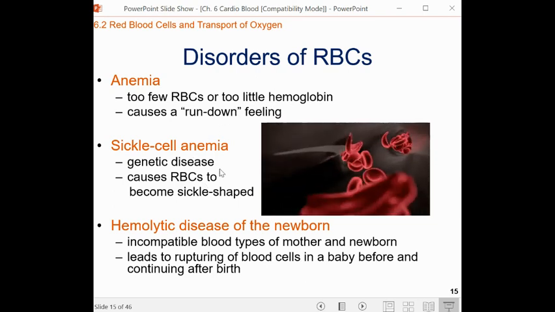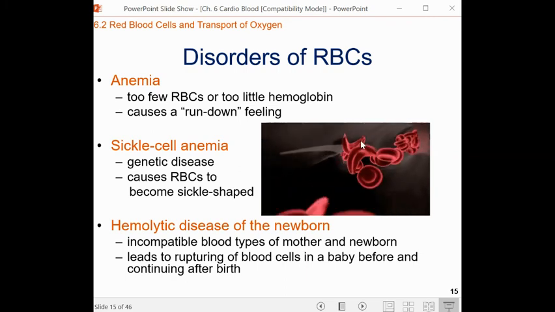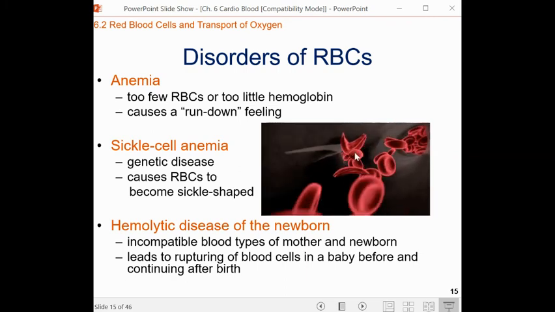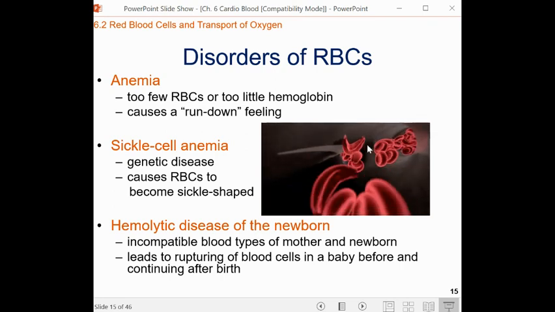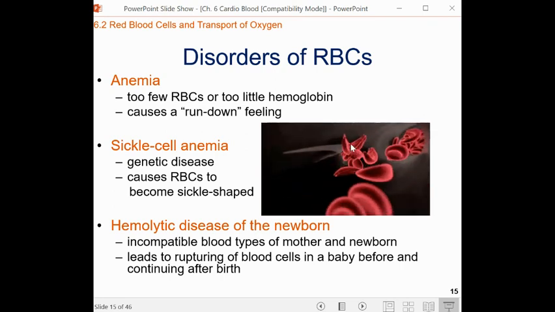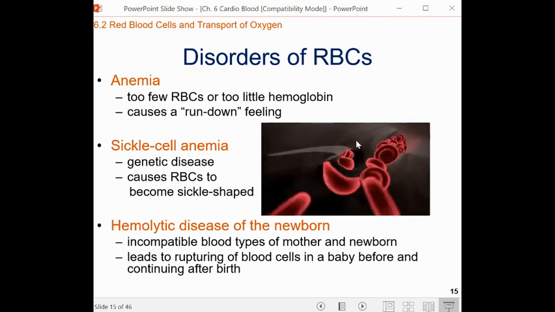Sickle cell anemia is something we talked about in biology class. It's where there's a mutation in the production of the hemoglobin molecule, and it causes this sickling of the red blood cells, which causes clotting in the bloodstream, which is what this image is showing.